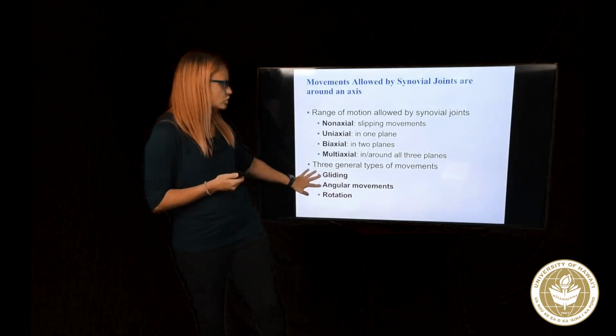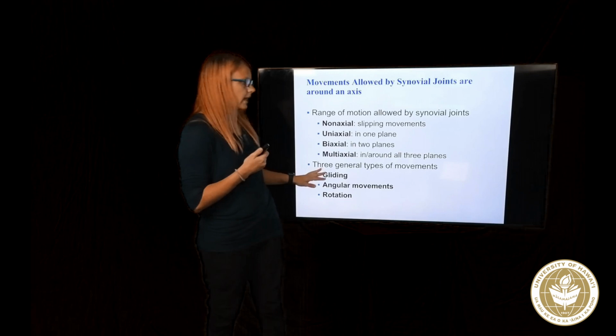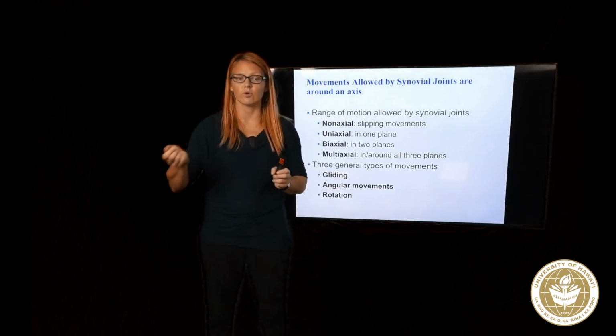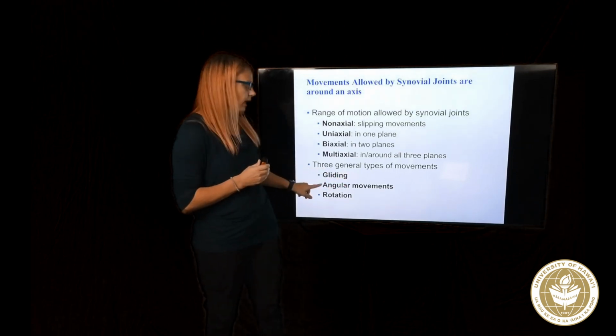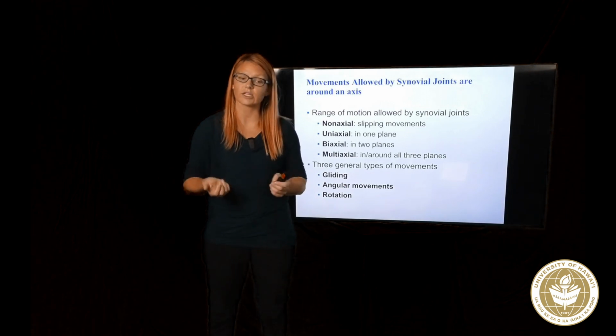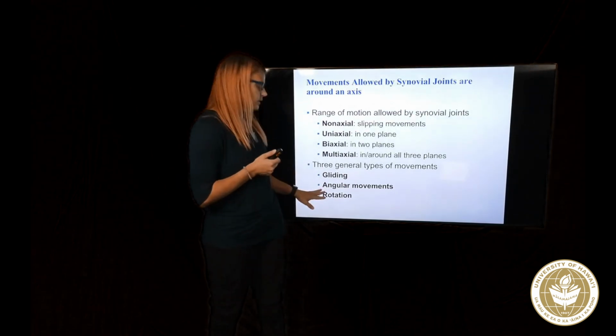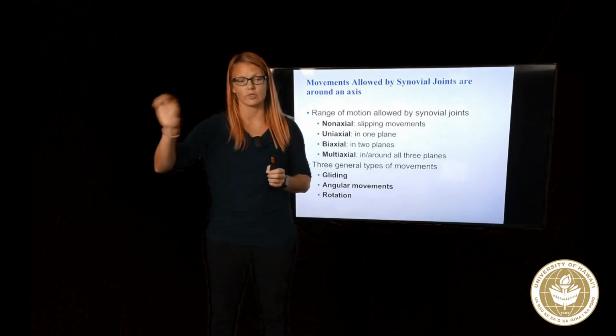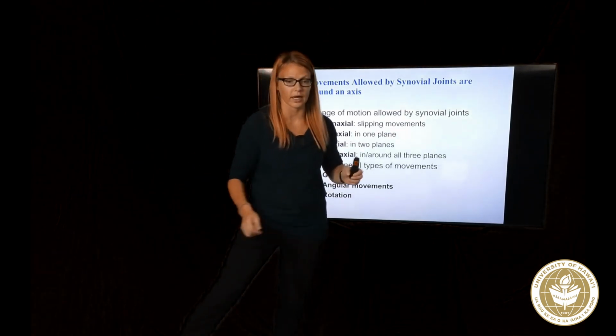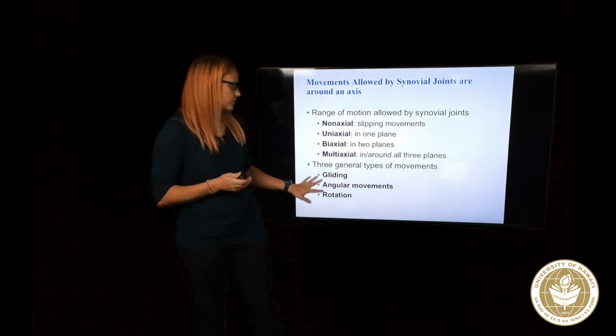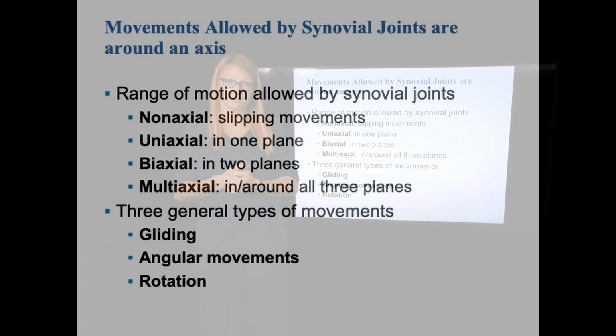So again, we have these three general types of movement. We have that gliding, where things are moving from right to left, right? Angular movements, things like flexion, extension, hyperextension. And then in terms of rotation, it's literally rotating whole joints, right? So those are those three general types of movement.